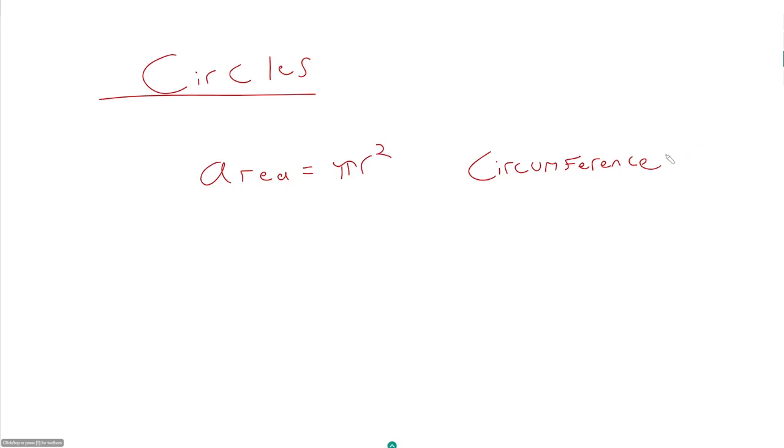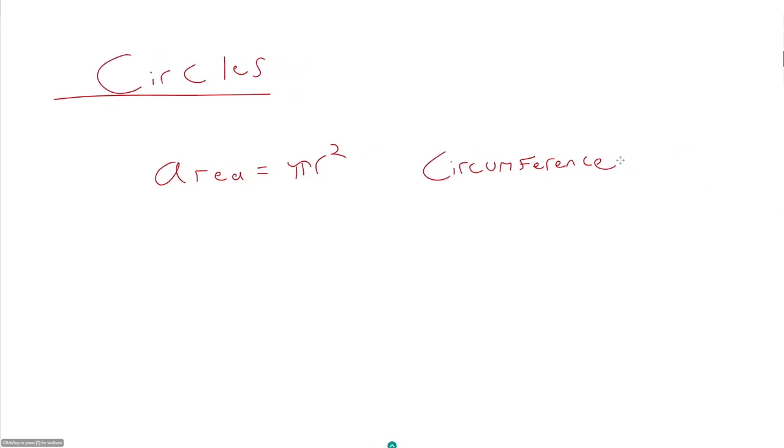The circumference of a circle, so circumference is just the distance around a circle. This is equal to 2 pi r, 2 pi times the radius. And since 2 times the radius is just the diameter of your circle, 2 pi r is the same as pi d. So now let's look at a GMAT question.